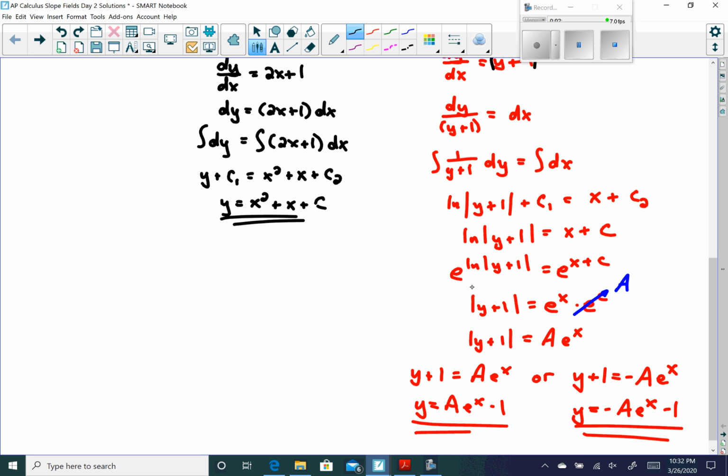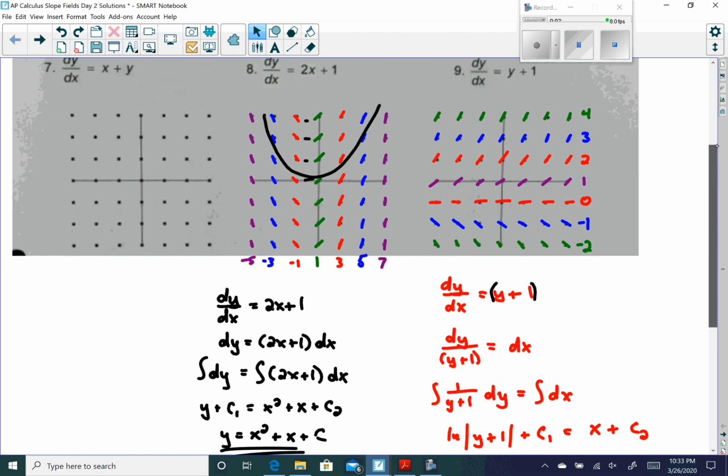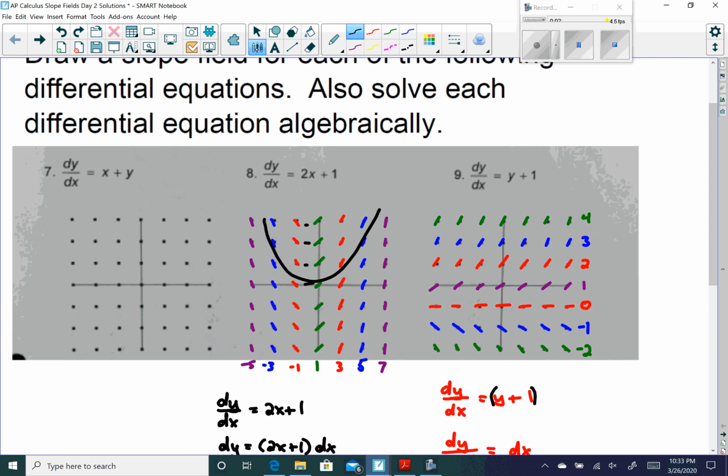And then we take our base e, and again at this point, e to the x plus c we rewrite as e to the x times e to the c, which becomes our a. To get rid of the absolute value, we say y plus 1 is equal to a times e to the x, or -a times e to the x, and then we simply subtract 1 from each side. So going back up to make a sketch here of the curves, we have two possibilities. Again, starting with the horizontal lines here, I could start and perhaps go up this way. That would be the positive a, or down here would be the negative a.